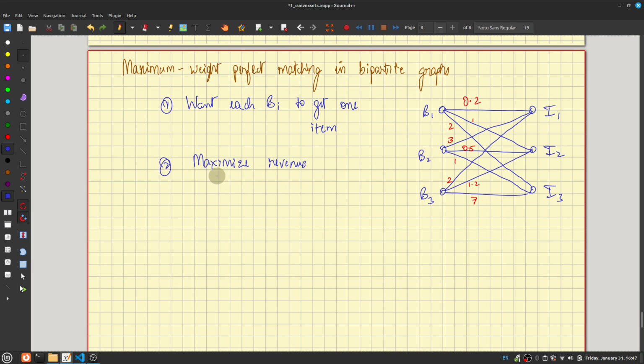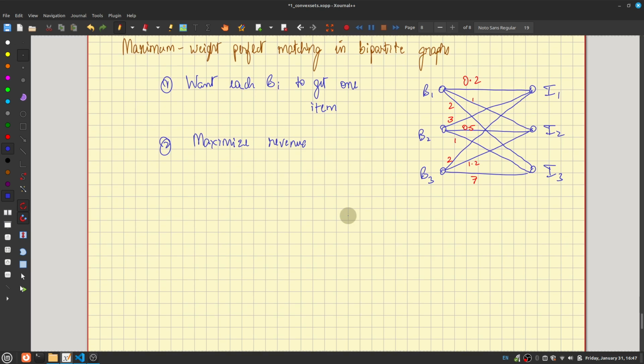So formally, what is a maximum weight perfect matching? You are given this matrix W of weights. The matrix W of weights could be the amount each buyer is willing to pay for each item. So W is an n by n matrix of weights.